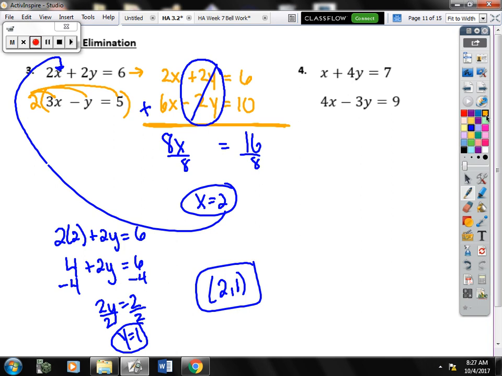All right, example 4. Why don't you guys try this one on your own? And then we'll take a look at ones that may need to multiply more than one equation by a number. And of course, a word problem.